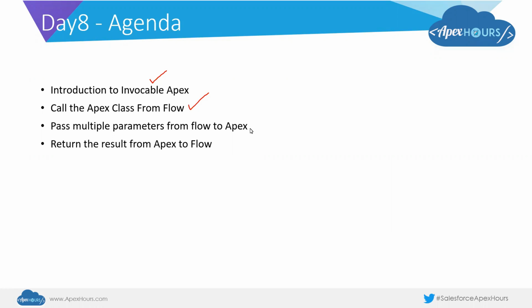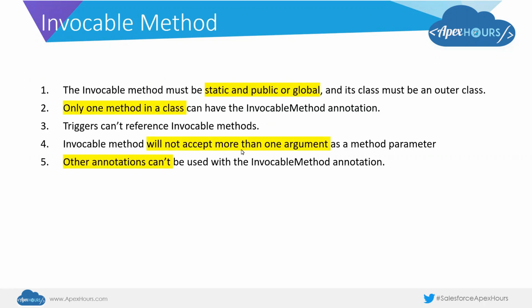Then we will also talk about how we can pass multiple parameters from flow to your Apex class method, and what the return type could be and how you are going to work on that return type in the invocable method. So before we go ahead, let's quickly talk about what an invocable method is.